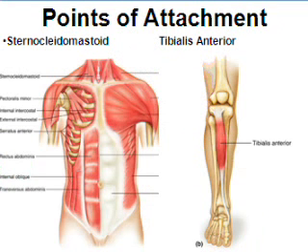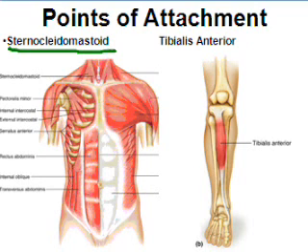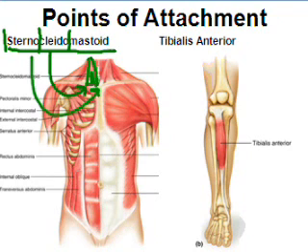All right, next is the points of attachment. Here's a mouthful, and this muscle actually sounds a lot worse than it is. It's the sternocleidomastoid. But if you break it down, it tells you exactly where it attaches. This muscle attaches at the sternum, and here's the sternocleidomastoid right here. So it attaches at the sternum, then it attaches at the collarbone, that's cleido, and then it attaches at the mastoid process, which is a marking on the skull, if you remember.